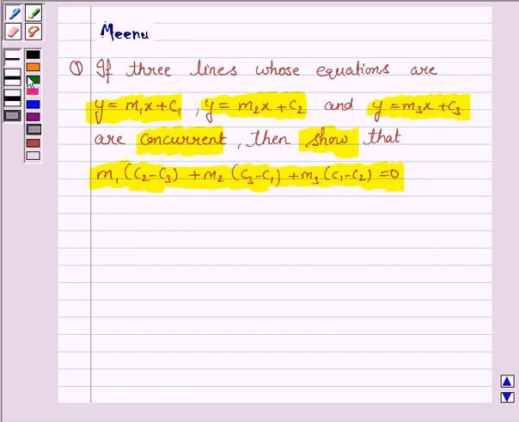Before moving on to the solution, first understand the basic approach to solve this question. We are given that the three lines are concurrent. That means they pass through one point. That means the three lines intersect at one point. So we'll first find the intersection point of any two lines. And since the three lines are given to be concurrent, the third line will also pass through the point of intersection of the two lines.